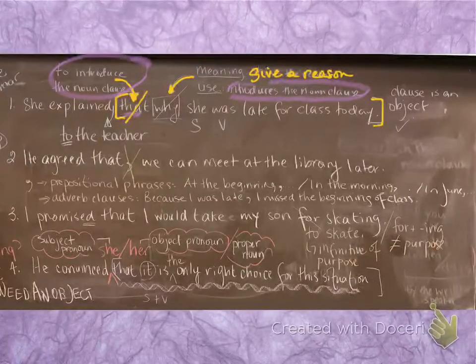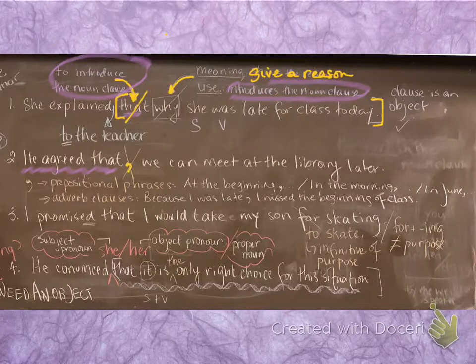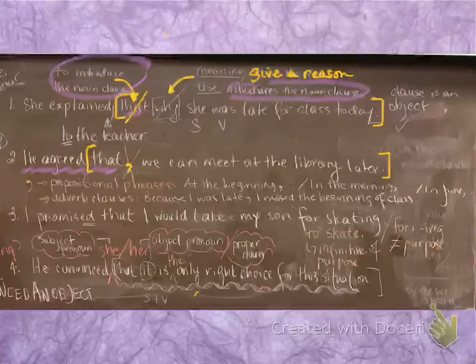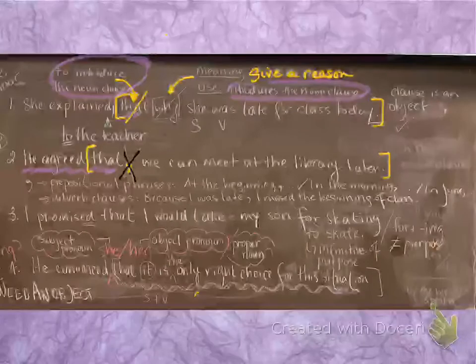All right, let's move on to number 2. This one started with he agreed. So we had he agreed that, and then we had a comma in there. We can meet at the library later. So we can identify our noun clause here. Now we've got the word that in there, and that's okay, but we're not sure why we have this comma in here. So let's just take that out. We don't need the comma there.